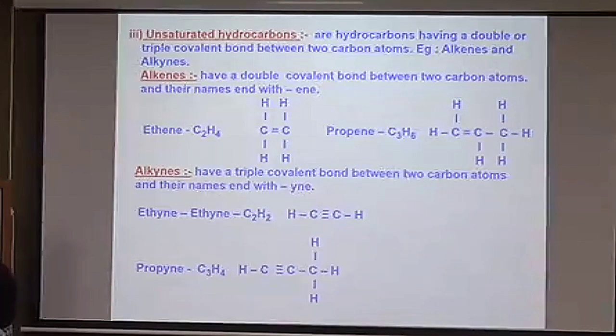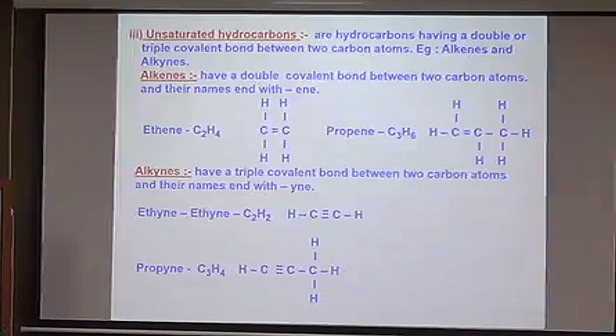But here you can see this carbon atom has completed 4 bonding, and this becomes propane. So these are the saturated and unsaturated hydrocarbons. Moreover, we can write a general formula also for alkanes.